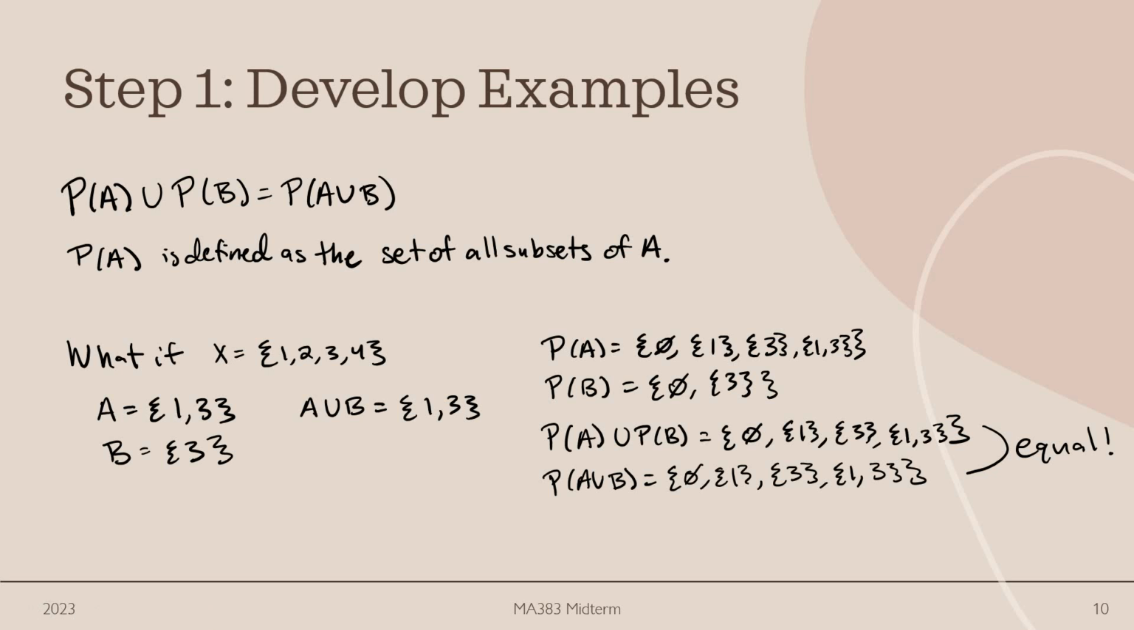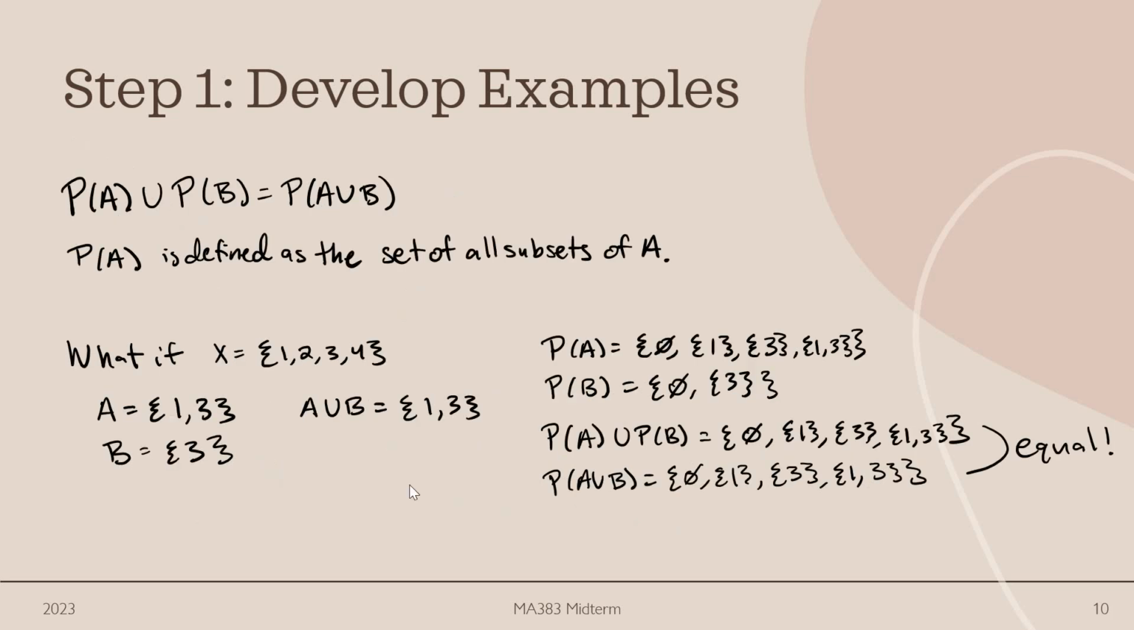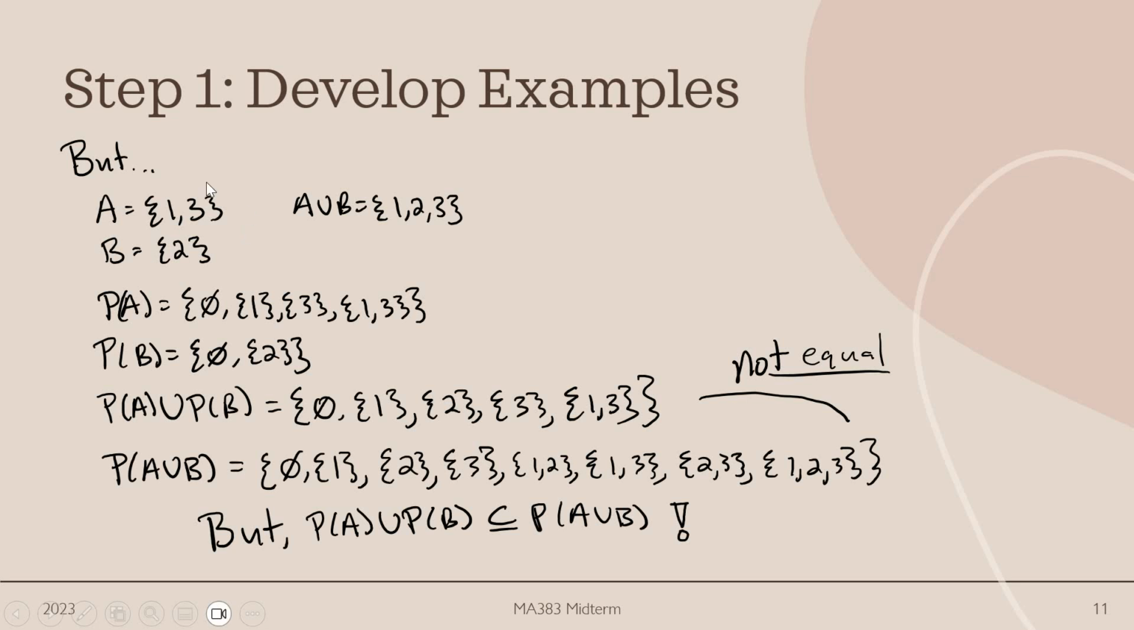So we need to try to get in here and find an example that shows that this is not true. Now, if A equals {1, 3} and B equals {2}, as you can see in the previous example, B was a subset of A. So here they're disjoint. So A union B is going to be {1, 2, 3}, and our power set of A is going to be the null set, {1}, {3}, {1, 3}, and the power set of B is going to be the null set and {2}.